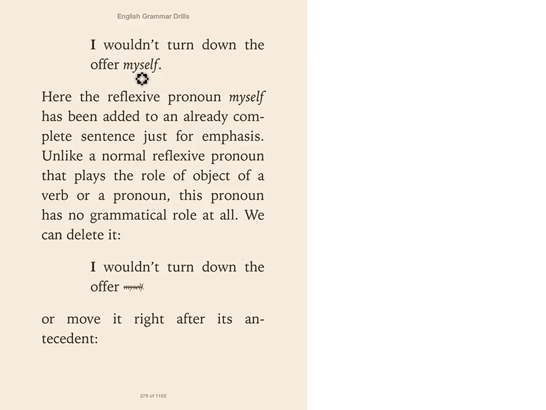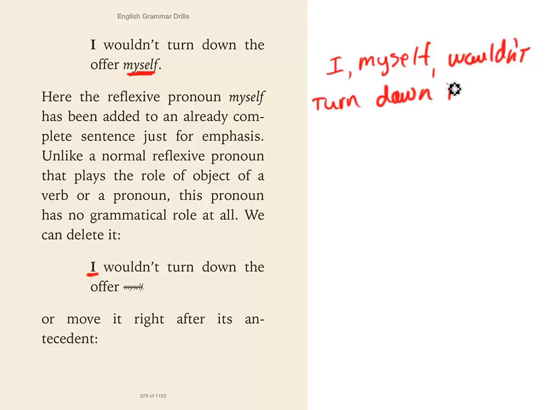The other thing you can see is when this pronoun right here is used like that as an emphasis, when it's just put on the end of a sentence for emphasis, you can move that reflexive pronoun to another position. You can move it right after the antecedent. Okay. You could say instead, I, comma, myself, comma, wouldn't turn down the offer.